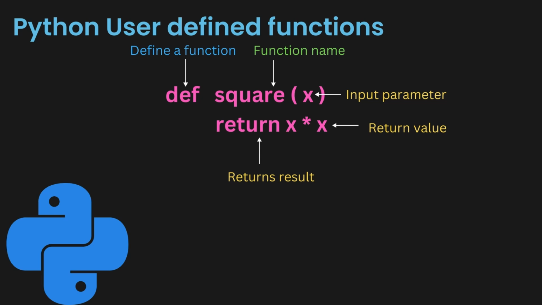Inside the function, you write code that performs the operation you want. Our square function has a simple task, to return the square of x. We do this with the return statement, which sends back the result of x multiplied by itself. And that's all there is to it. You've now defined a function that takes an input, processes it, and returns a result. And there you have it, a quick dive into the power of user-defined functions in Python.